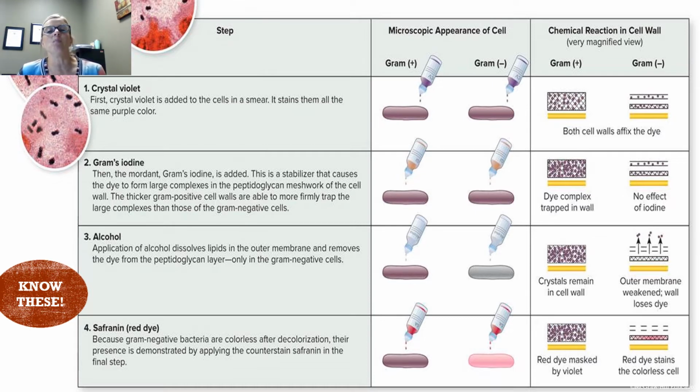Once the bacteria are heat fixed, which means we've put them on the slide and we've waved them through the flame a few times to get them to stick, then we're going to go through these steps, and you will do this in lab. You're going to drop 5 or so drops of crystal violet, which is a purple dye, on the smear, and that is going to stain the bacteria purple. You also need to know what things are going to look like at each step. So at this point, everything's going to look purple. Gram-positive and gram-negative are both going to look purple.